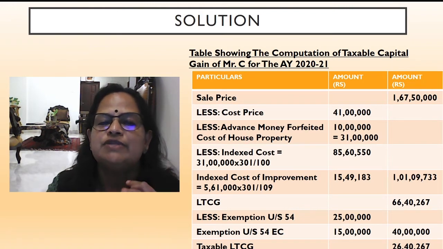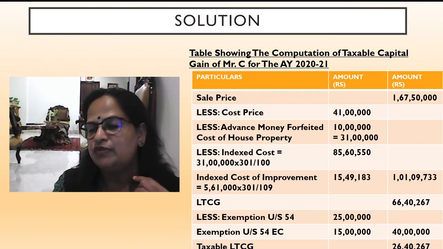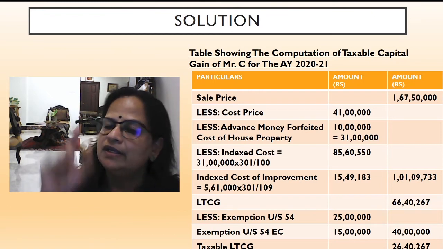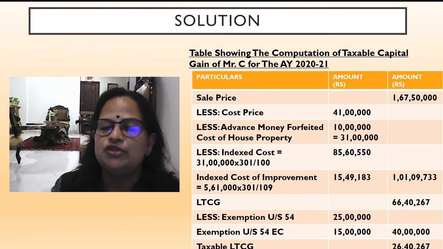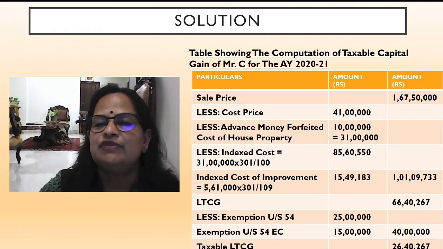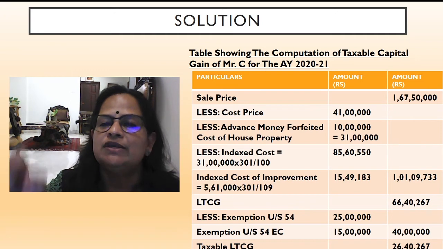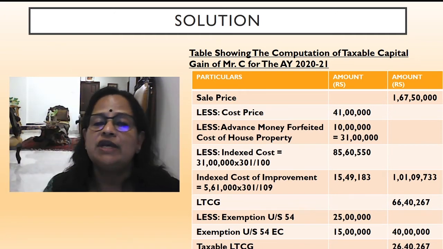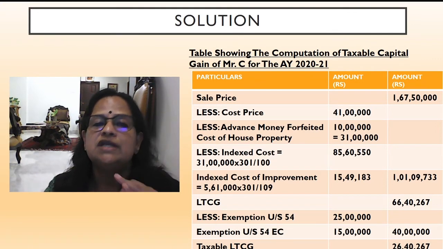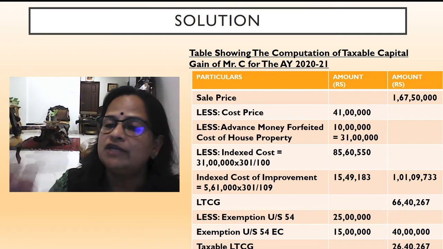So the solution, a table showing the computation of taxable capital gain. Two exemptions he is claiming here: one is section 54 and one is section 54EC. He has invested in National Highways Authority of India. Sale price is 1 crore 67 lakhs 50,000. Cost price is 41 lakhs less advance money forfeited. The advance money forfeited is 10 lakhs, so the cost price is reduced to 31 lakhs.